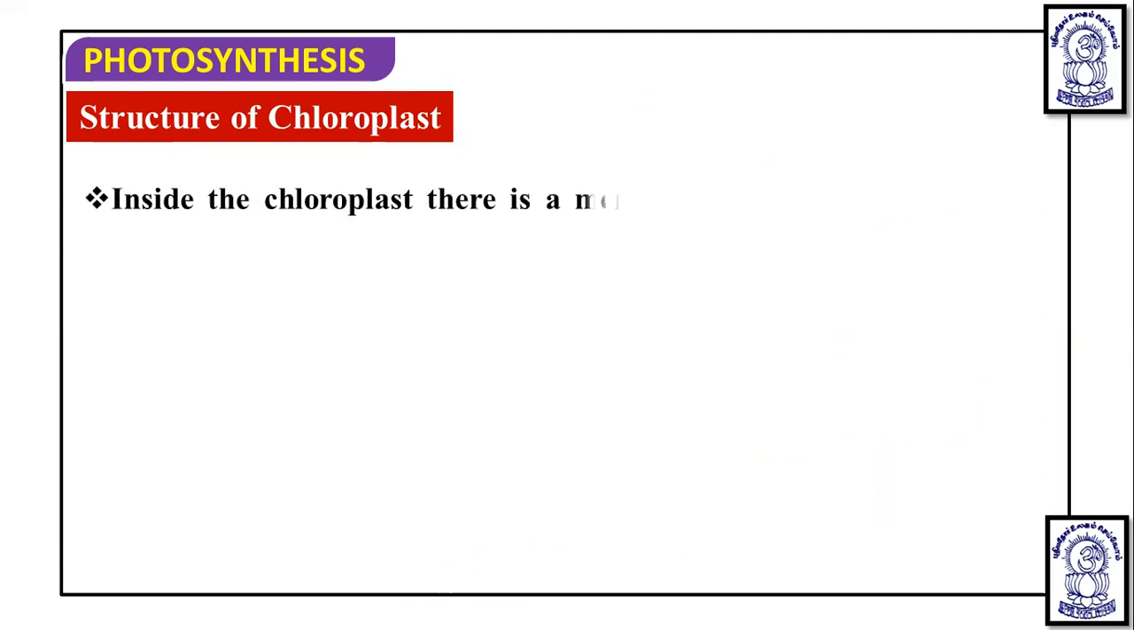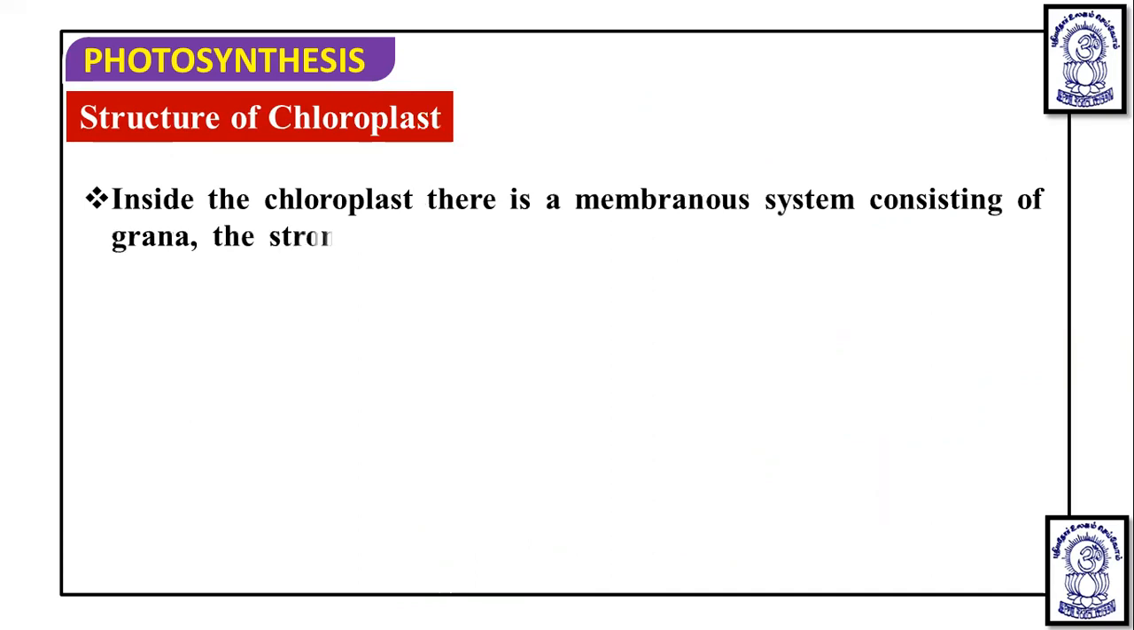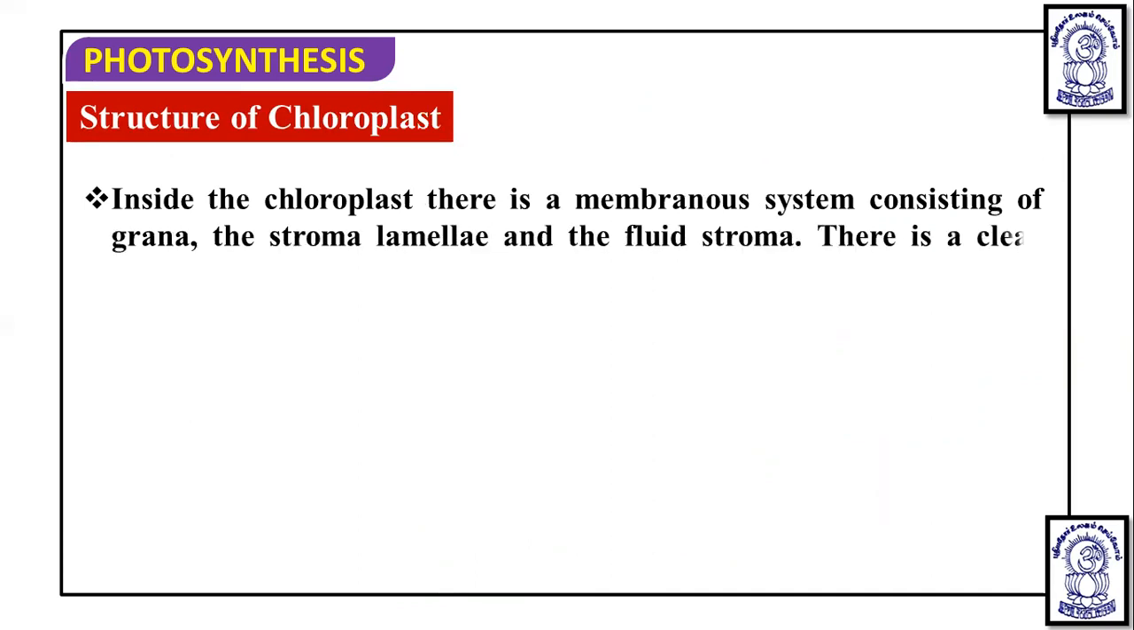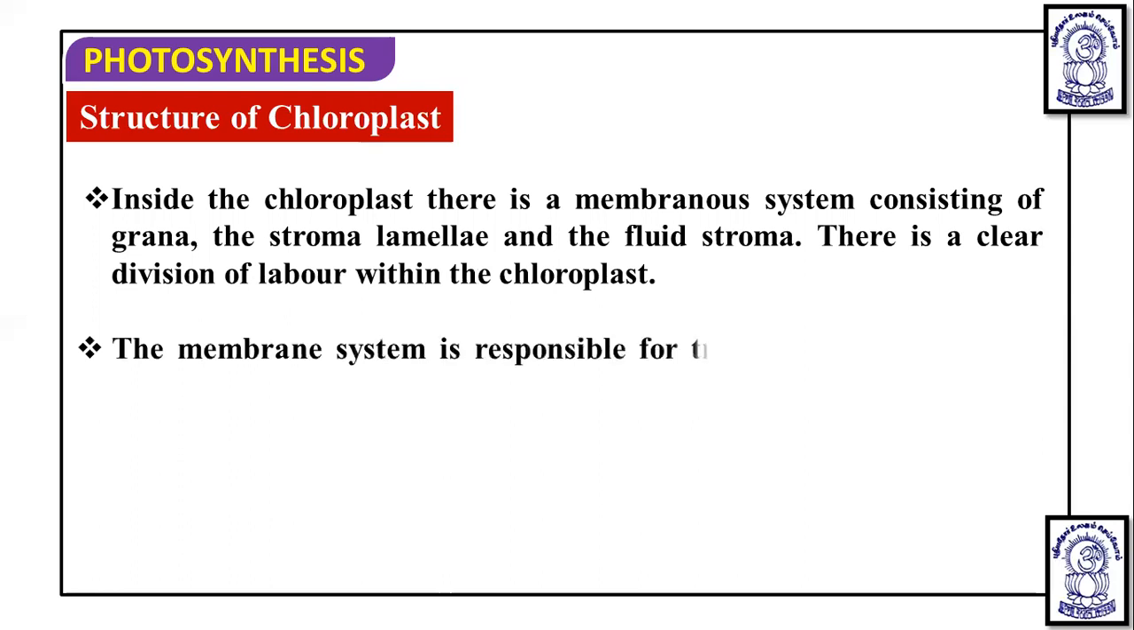So if we talk about the structure of chloroplast first, inside the chloroplast there is a membrane system consisting of grana and stroma lamella and the fluid stroma. And you will see that there is a clear-cut division of labor within the chloroplast. We will understand this by studying this structure. Okay. The membrane system is there.